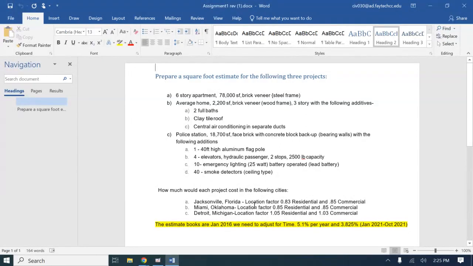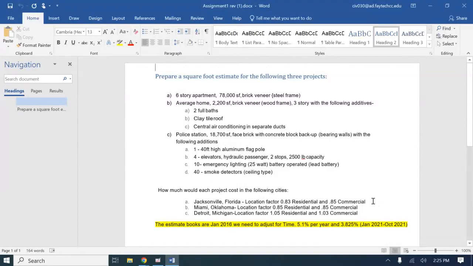I went ahead and did the location factors for you. I put it in the assignment so you don't have to look for it. So for residential, for that house, we're going to use the residential. So you want to adjust for location, which would be Jacksonville, Florida; Miami, Oklahoma, and that is a city; and Detroit, Michigan. So for Miami, Florida, the residential is 0.83, and for commercial would be 0.85.